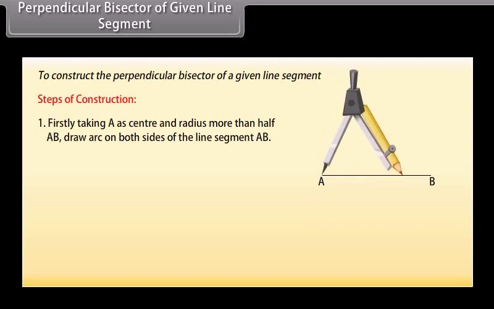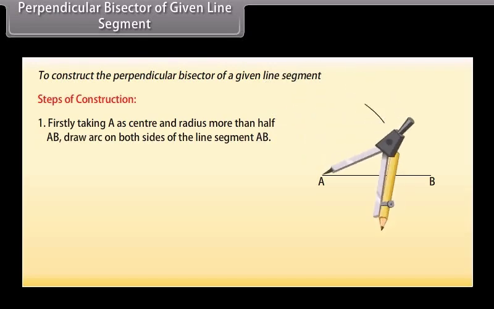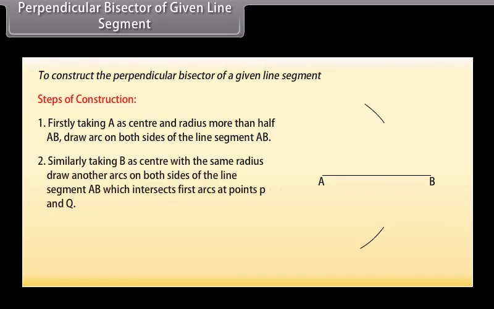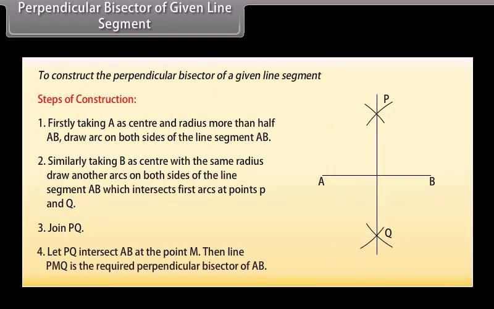Firstly, taking A as center and radius more than half AB, draw arcs on both sides of the line segment AB. Similarly, taking B as center and with the same radius, draw another arcs on both sides of the line segment AB, which intersects first arcs at point P and Q. Now join PQ. Let PQ intersect AB at the point M. Then, line PMQ is the required perpendicular bisector of AB.